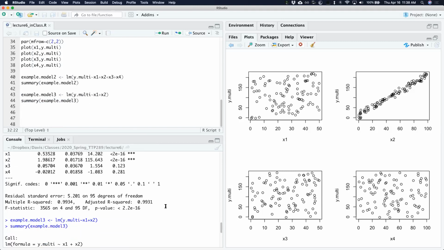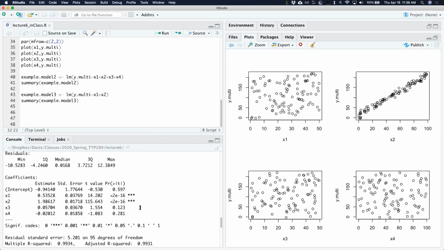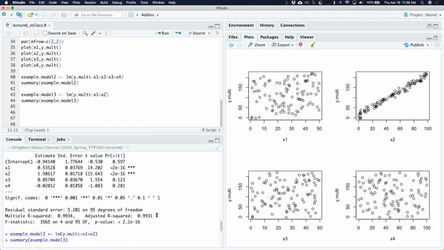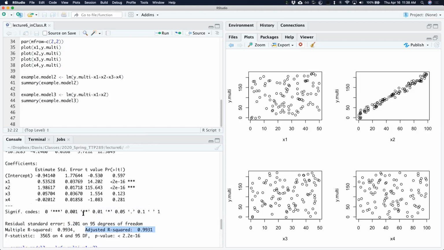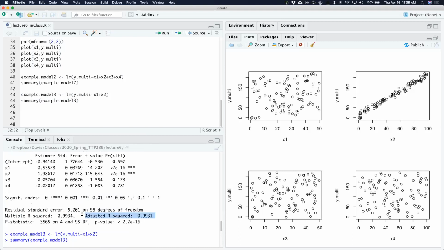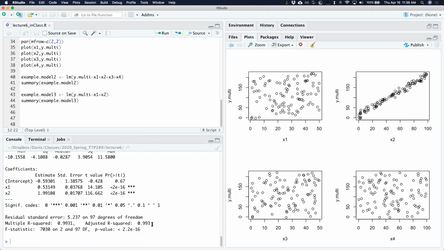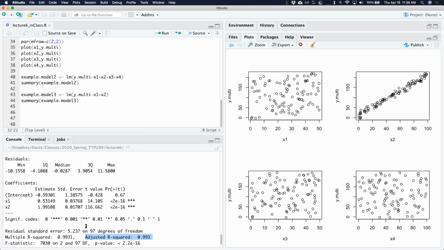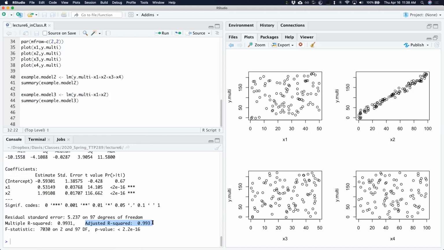However, there is a term called the adjusted R squared. And so let's take a look at that. So the adjusted R squared in this model with the extra x3 and x4 is 0.9931. And the adjusted R squared, oh, that's unfortunate. It's still slightly lower. So the adjusted R squared here, you'll also notice that the difference is smaller.